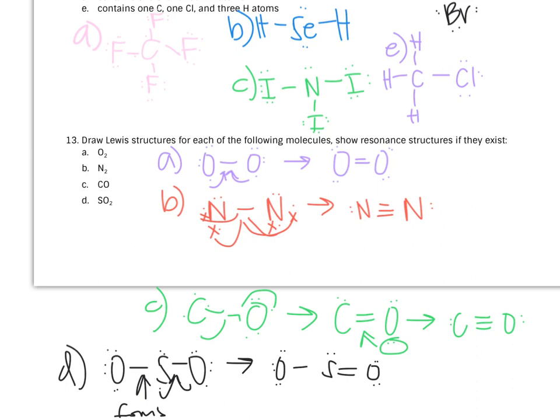Okay, so let's double check and make sure everyone's happy. 2, 4, 6, 8. 2, 4, 6, 8. 2, 4, 6, 8. And on this problem, it does say show resonance structures if they exist. Yippee-ki-yay, they exist here. So that you could also have this and a double bond, so that the double bond is basically just swapping sides. Okay, both of those would be correct.